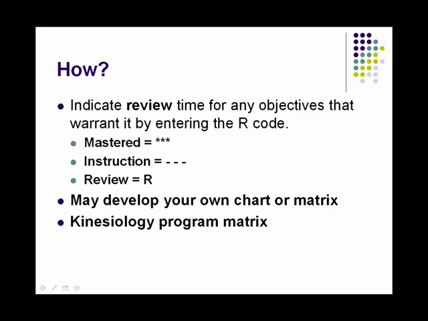Then you indicate review time for any objectives that warrant it by entering the R code. It's reviewed because maybe students will forget the material, so you want to review that material again. On our table 6.2, you'll see flexibility is instructed in the second grade, supposed to be mastered by third grade, and will be reviewed in fourth and fifth. Every time you warm up, you have them stretch. So then it's reviewed. Just as a reminder of our different codes: mastered is asterisks, instruction is dashes, and reviews are R's.